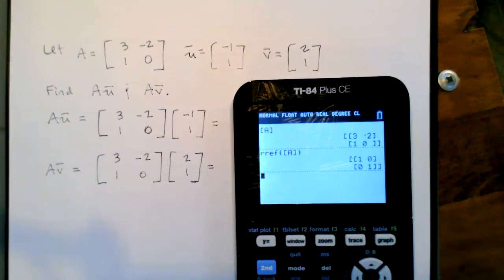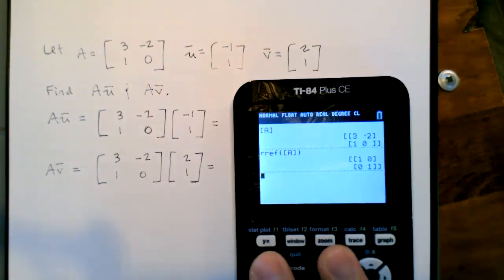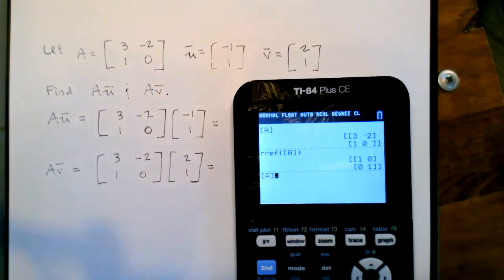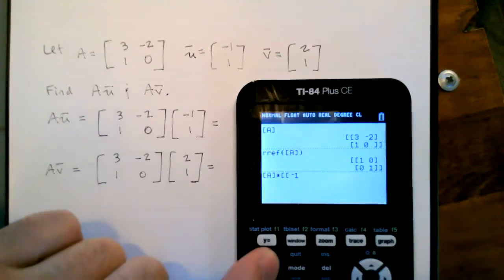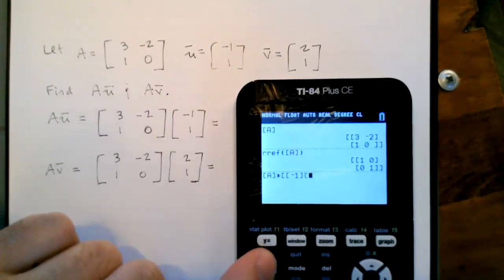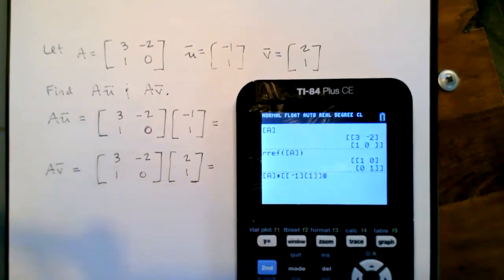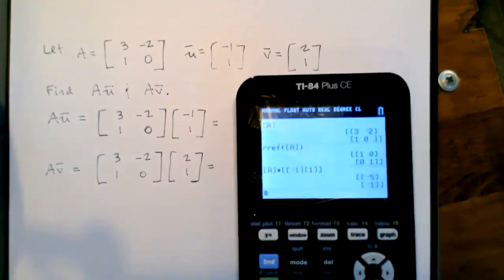But what I want to do is multiply A times the vector -1, 1. So I'm going to go to matrix, and I'm going to multiply by -1, 1. When I make a matrix, I put brackets around the matrix and brackets around each row. So that means I need excessive amounts of brackets to write a column vector, but that's okay. So AU is equal to -5, -1.